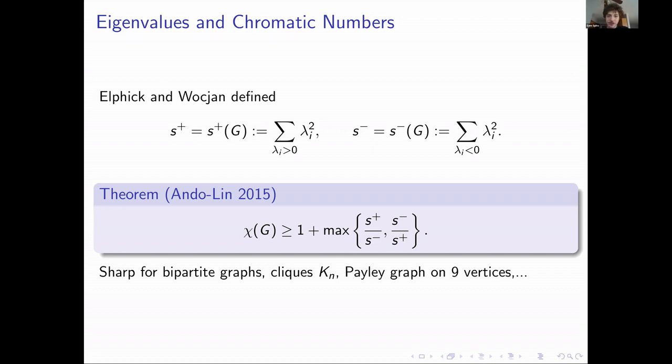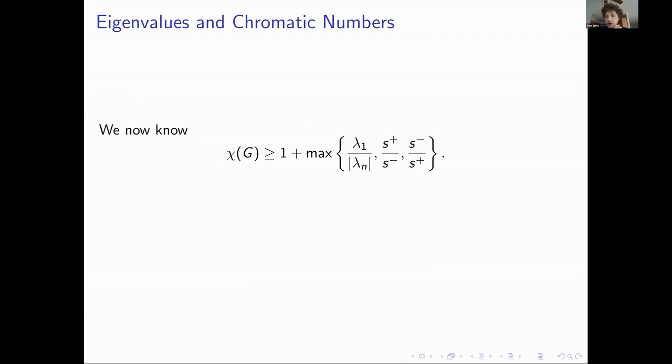But still, this may not be necessarily convincing that this is a useful bound, because, as I mentioned before, we have this other bound by Hoffman, which is also tight for bipartite graphs and also tight for cliques. So it could just be the case that these bounds here are just weaker versions of Hoffman's bound, which wouldn't be particularly interesting. But it turns out that these bounds are incomparable with each other.